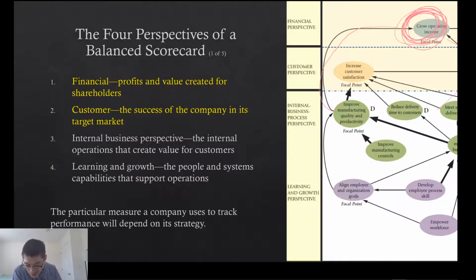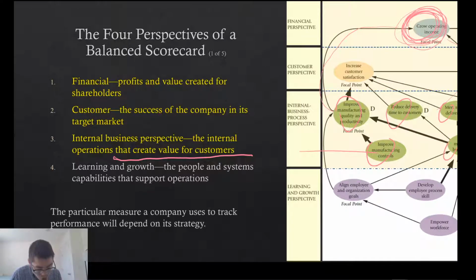Then there is the internal business perspective, internal operations that create value for customers. We trace it back here on the strategy map. All these elements have a causal relationship with customer satisfaction. If we increase all these things, either directly or indirectly, we can contribute to higher customer satisfaction.